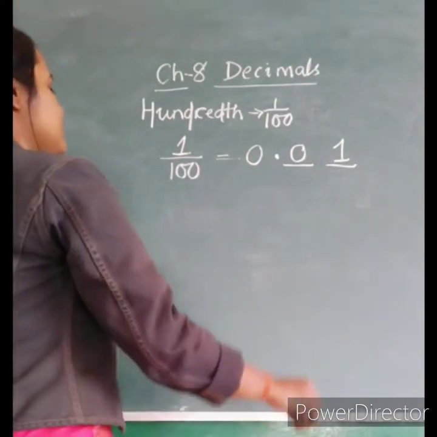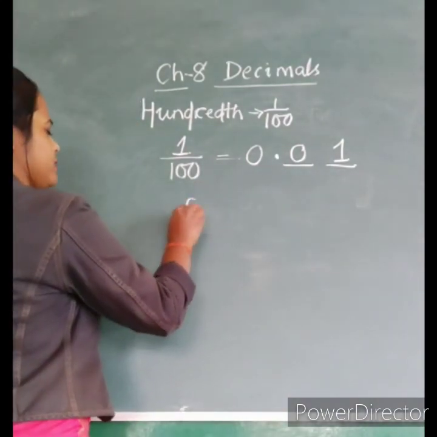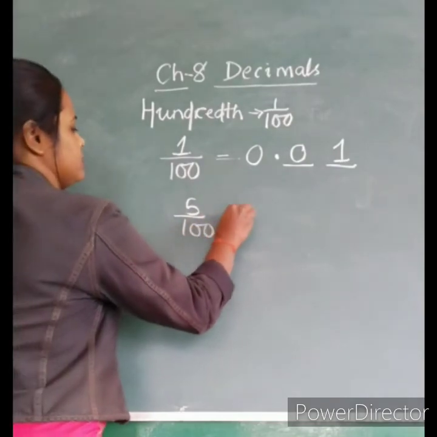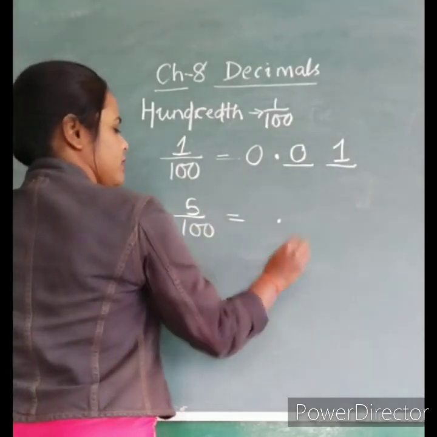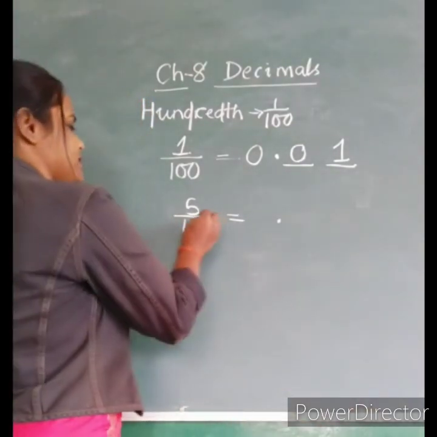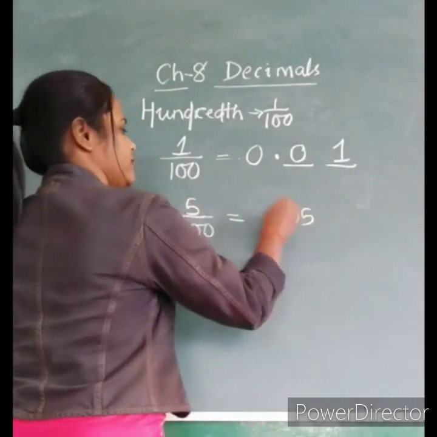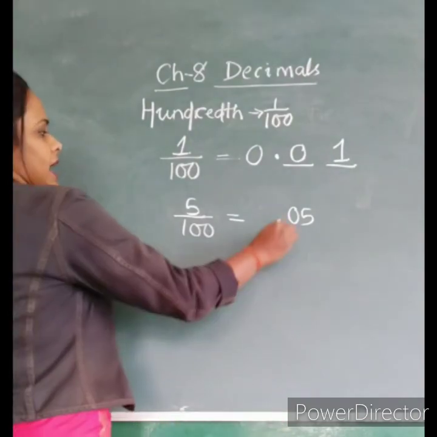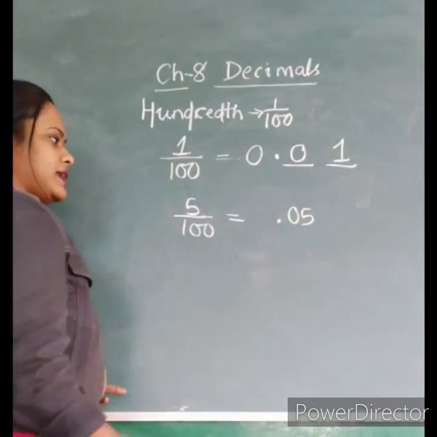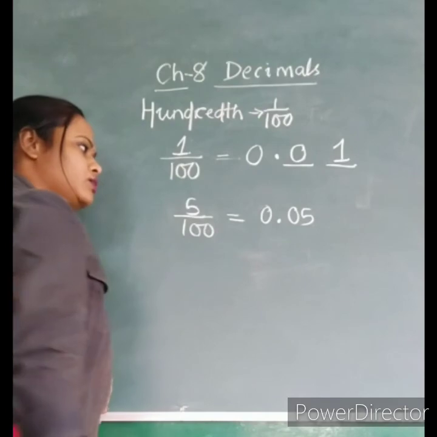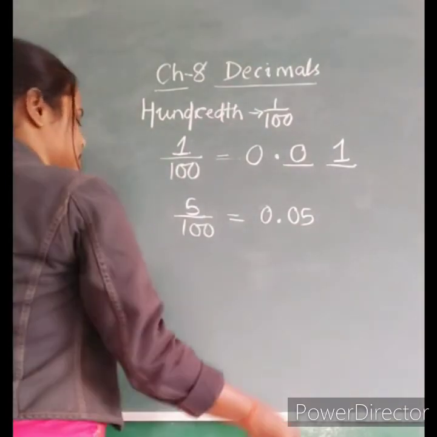0.01. So let us learn another example, 5 by 100. It means that after the point there will be 2 digits. As we are having only 1 digit in the numerator, we will be writing it as 05. And before the point we can't leave the space blank, so we will be writing 0. Let us take another example.